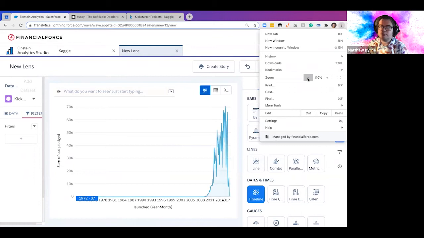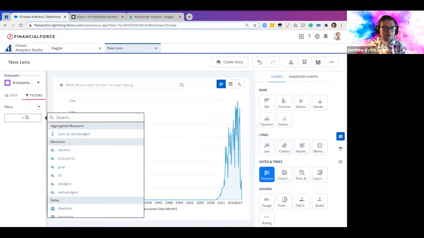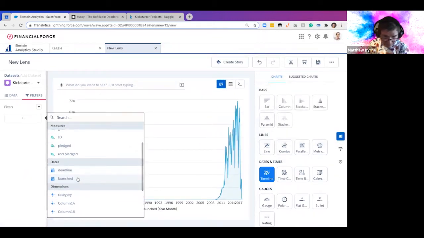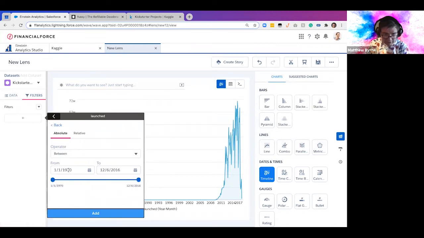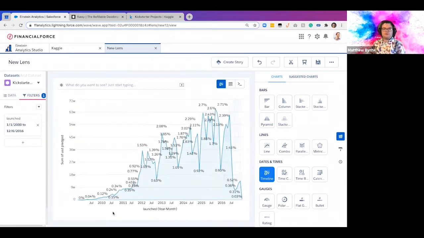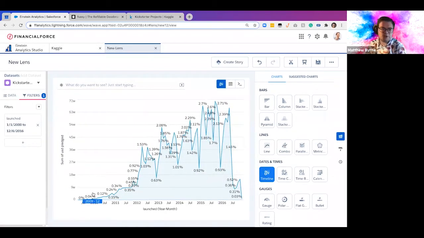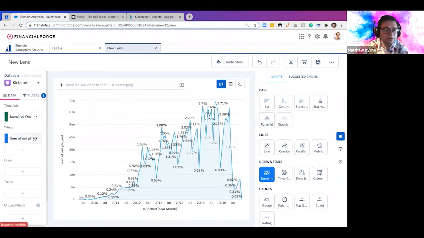We can see that there's a bit of outlying data there, so we can go ahead and filter that out. I'm just going to zoom back a little bit because the UI has gone a bit funny. Filter it for launched, and I'm just going to filter it to show me between 2000 and 2016. Okay, just filtering that information. This is showing me that information over time. I'm not sure why it's showing me a percentage at the moment, but that's what we've got growing.